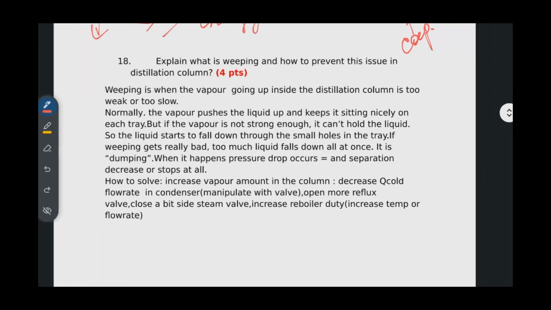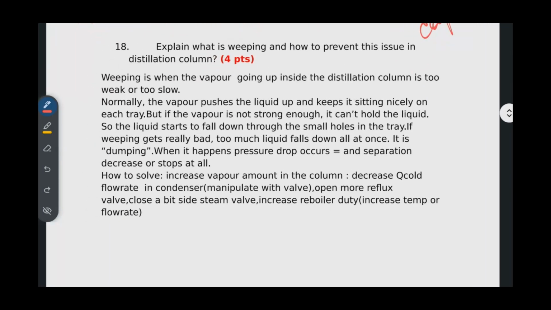The next question is weeping: how to prevent this issue. Shortly, weeping occurs when your vapor flow is too low.